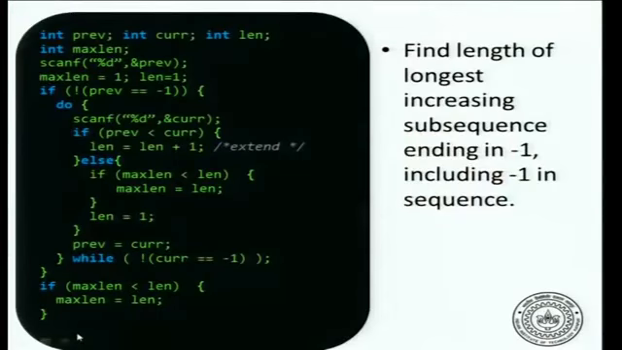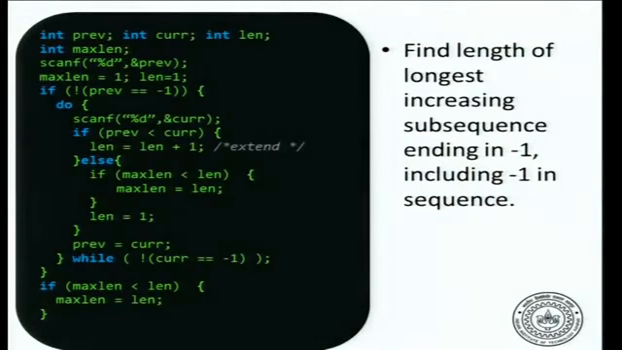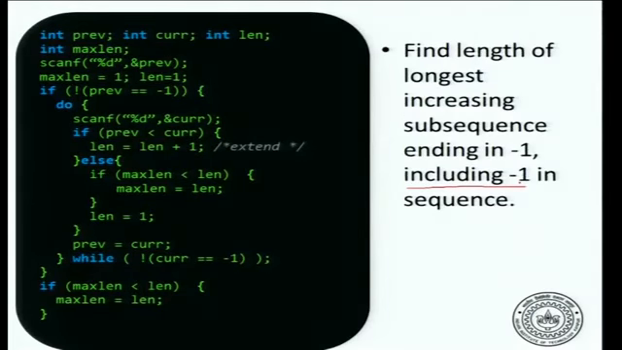Okay, so let us try to solve a problem that we have already seen, which is to find the length of the longest contiguous increasing subsequence ending in -1. The difference that we have is that earlier we did not include -1 in the sequence when you computed the length of the sequence. Now we will include -1.